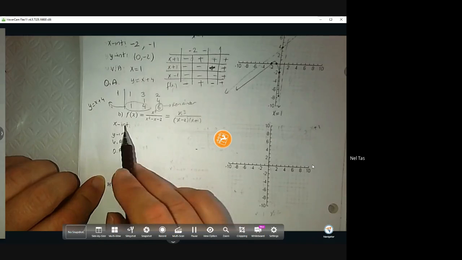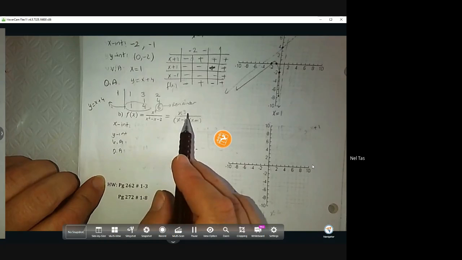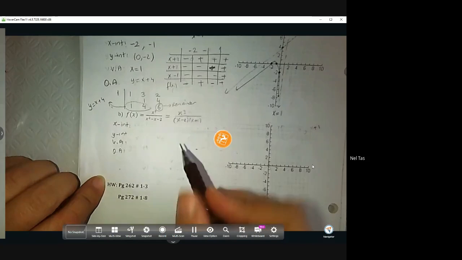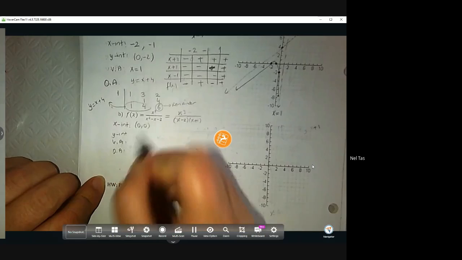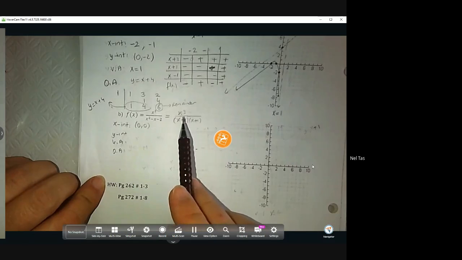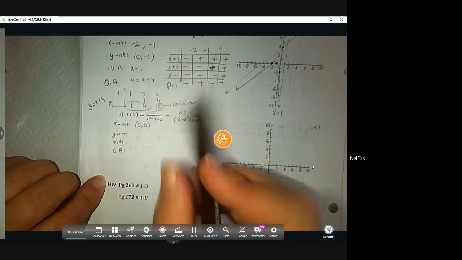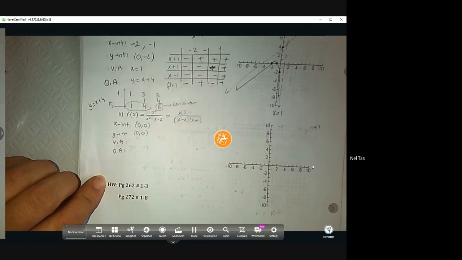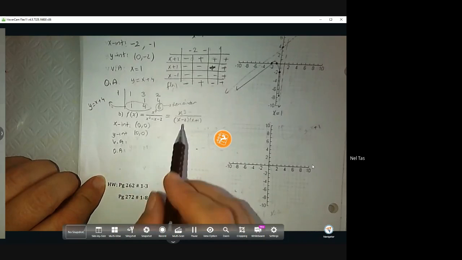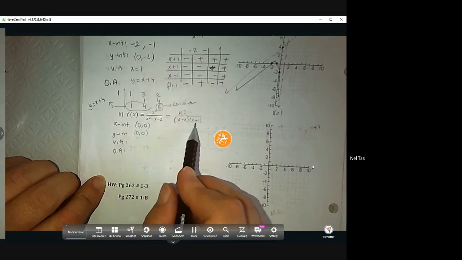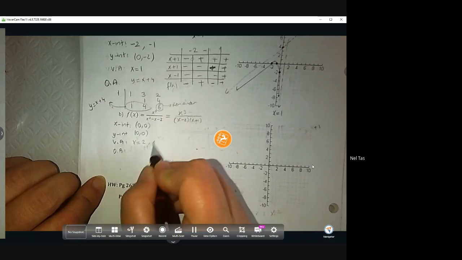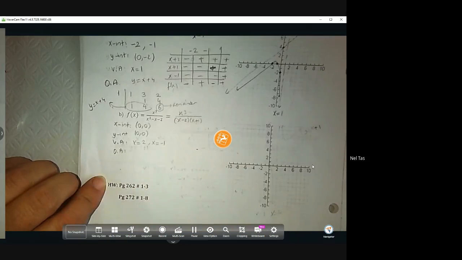Okay. So x-intercepts. Let's start with that. So zeros of the numerator, x equals 0. So you get 0, 0. Y-intercept, you substitute 0 for x, you get 0 over a number. So again, y-intercept is the same thing. Vertical asymptote, x equals 2 and x equals negative 1.